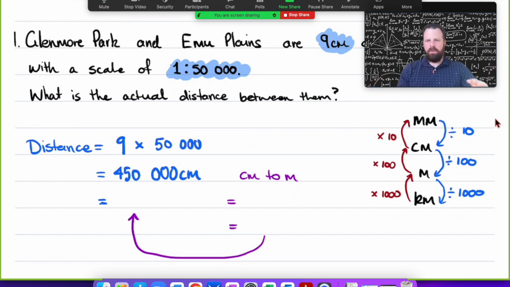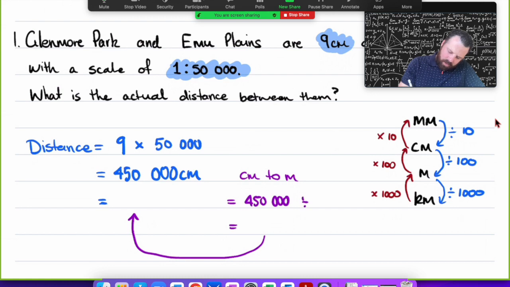However, no one ever describes the distance between Glenmore Park and Emu Plains as 450,000 centimeters. So what we're going to do here is make life easy for ourselves and describe it in kilometers. I'm going to describe it in meters first. So centimeters to meters. Going over to our map, I'm starting at centimeters and I need to get down to meters.